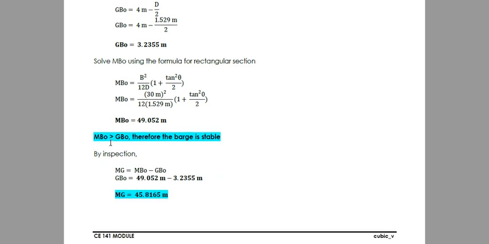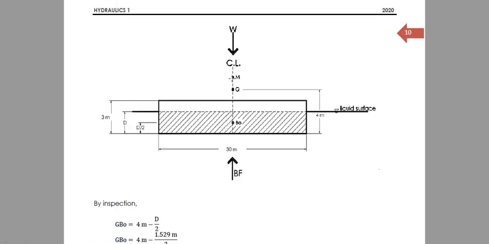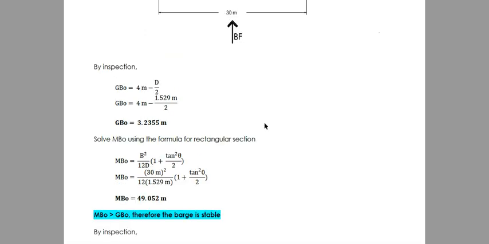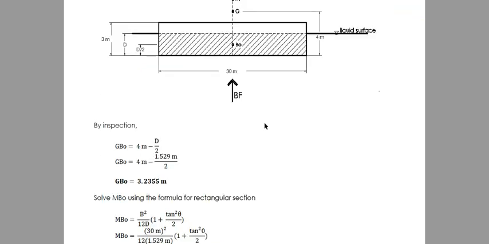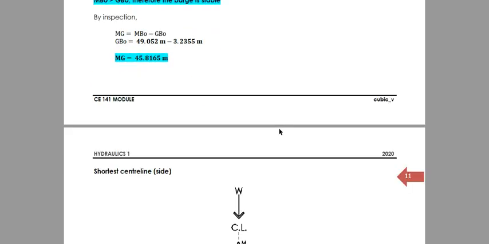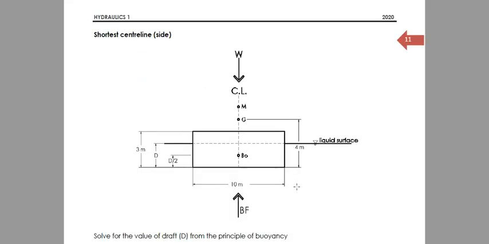Okay? So it is stable. And then we solve for MG by inspection again. What is MG? The distance between the metacenter and the center of gravity. Basically, it is equal to MBO minus GBO. So MBO minus GBO, that is actually MG, 45.8165 meters. So it is safe along the longest center line, the long side, and its MG on the long side is 45.8165 meters.